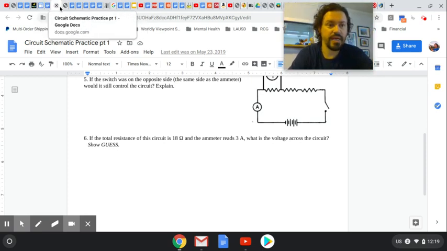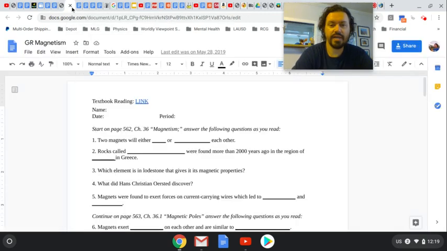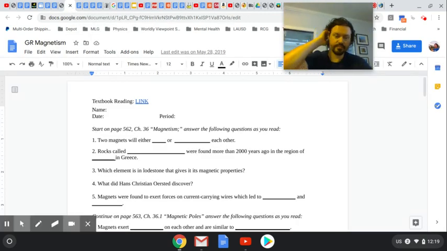All right, last thing, some guided reading on magnetism.